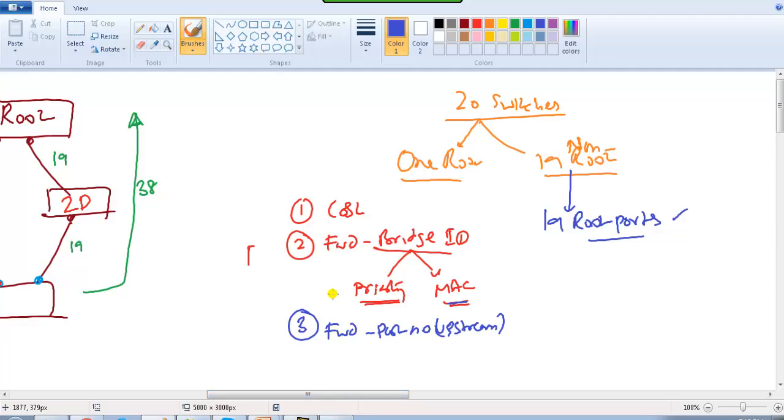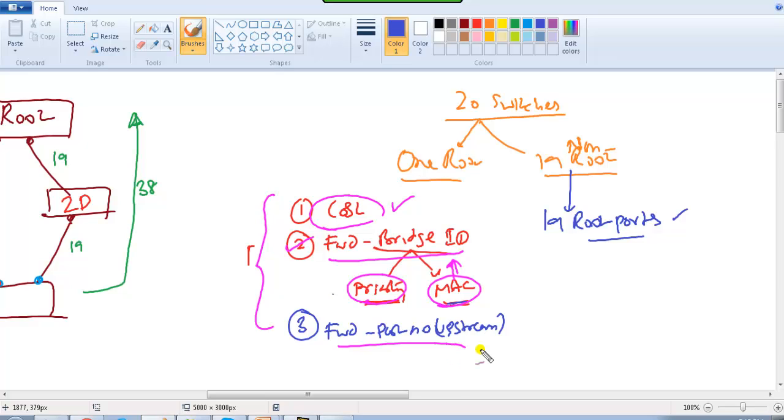Now these are the three main conditions we need to know. First, it is going to see the cost. If there's a tie in the cost, it's going to see the forwarding bridge ID. In that, it will see the priority value. If there is a tie in the priority value, the second condition, it will see the MAC. And then if there's a tie in the MAC and priority value, if they are coming from the same switch, it is going to see the port number, and that too the forwarding or upstream switch port number.